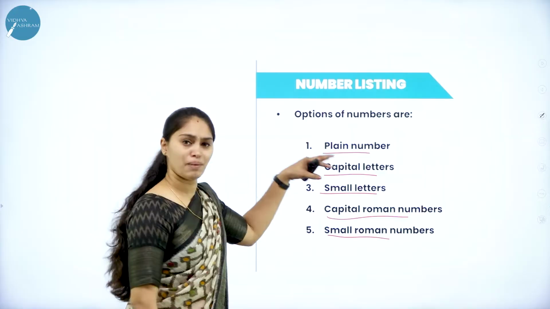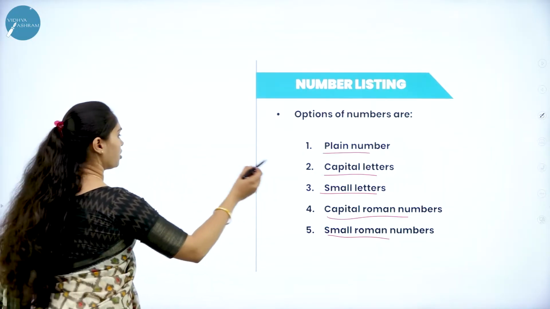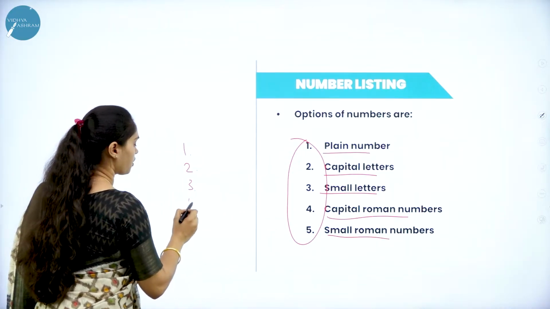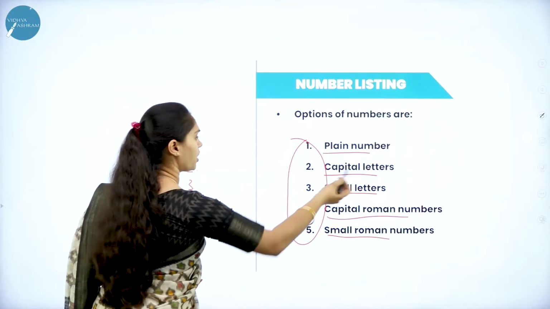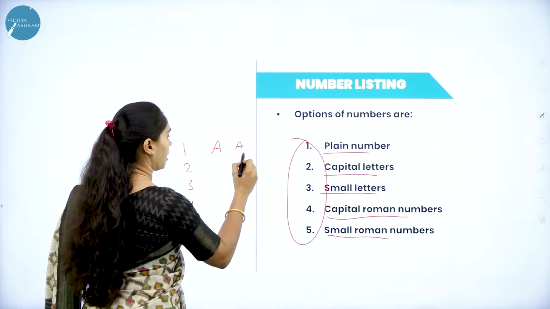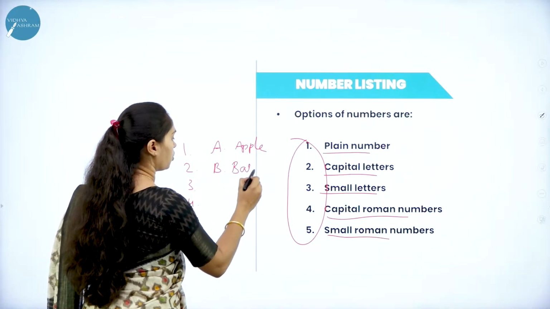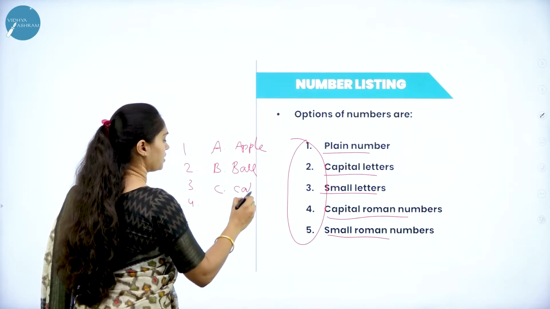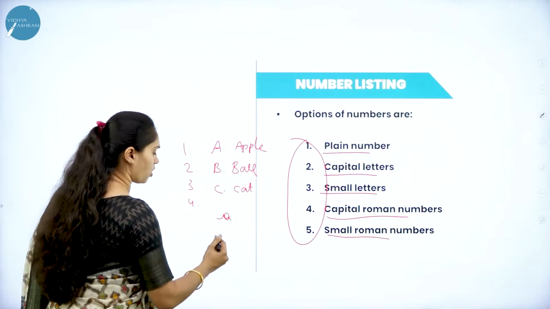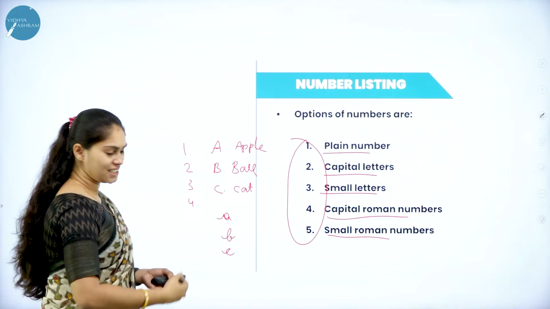So if I use this plain number as an attribute for this numbering, it will appear like this: 1, 2, 3, 4. If I want to use capital letters, for example, A for apple, B for ball, C for cat, it will be like this. In the same way, I can also have small letters: a, b, c. The listing will be like this.